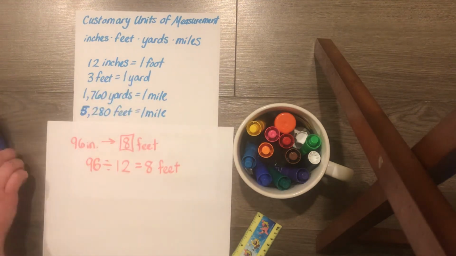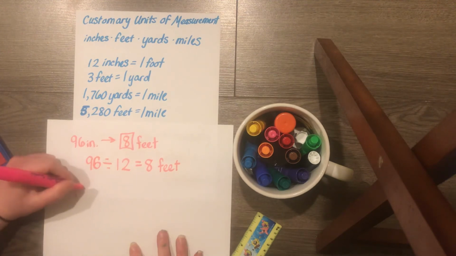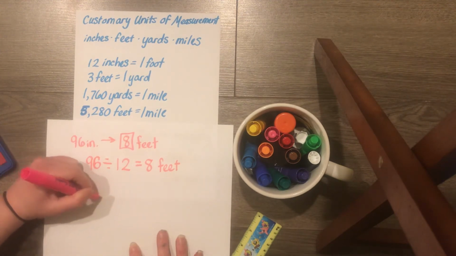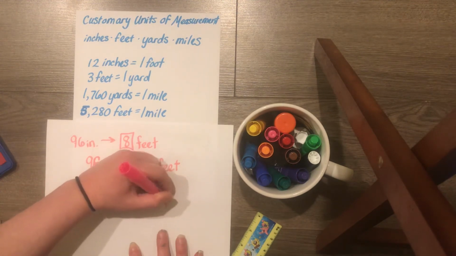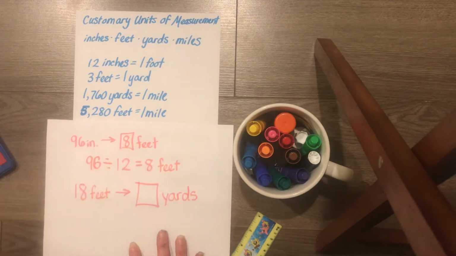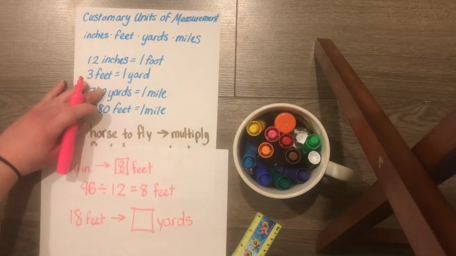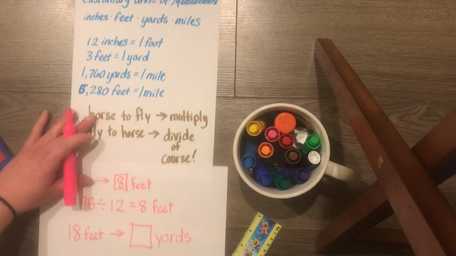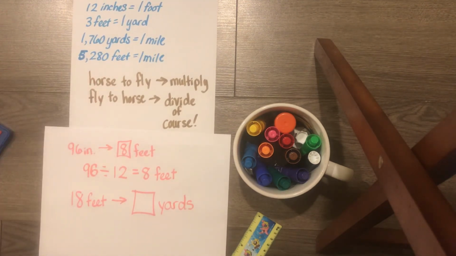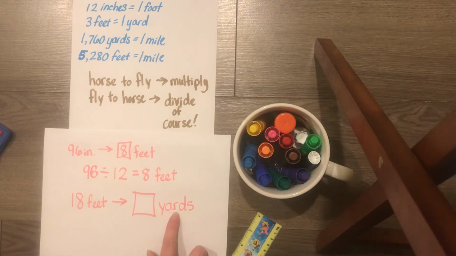Let's do 18 feet equals how many yards? Well, let's go back to our strategy. Horse to fly, multiply. Fly to horse, divide, of course. Well, let's see. Feet is in the middle. It's not big or small. And yards also in the middle.